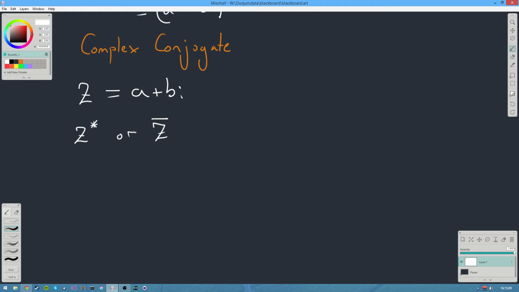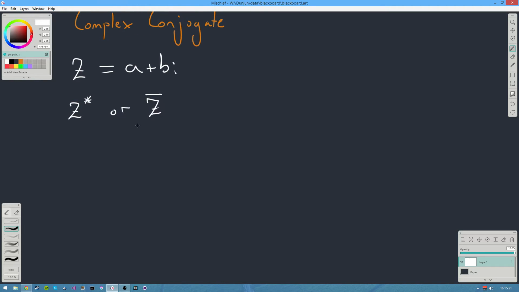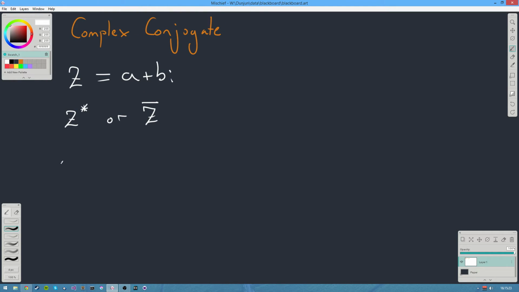I've seen both quite a lot, actually. So they flip and change between them. In some circumstances, one's better than the other, but again, they mean the same thing. Just be consistent. That's all I want to say. So that's what it means. So I'm just going to stay with z star. Z star is equal to a minus bi. So what you do is you're negating the imaginary part of z. So there's the two differences.